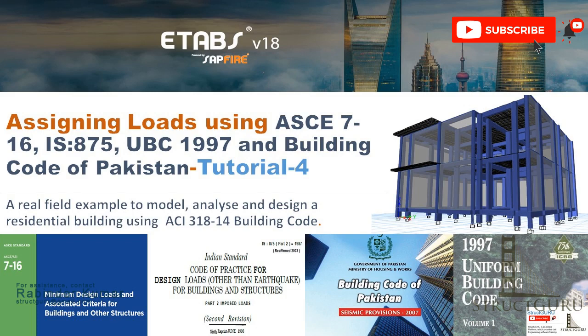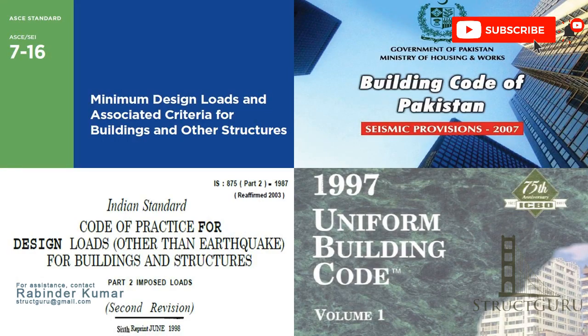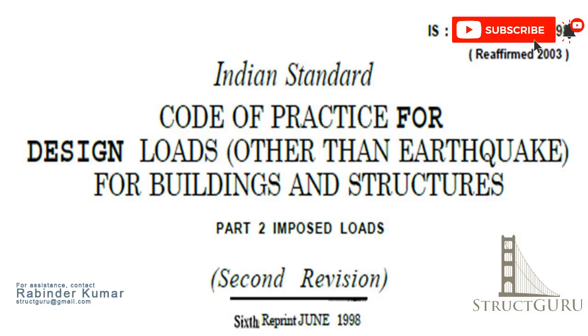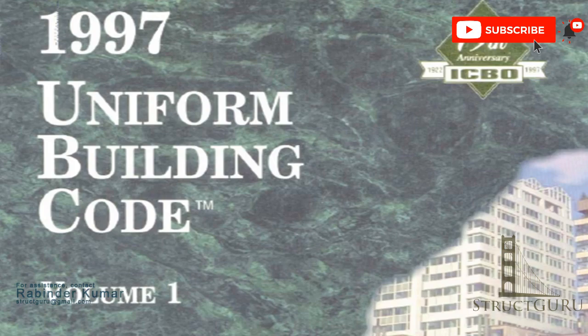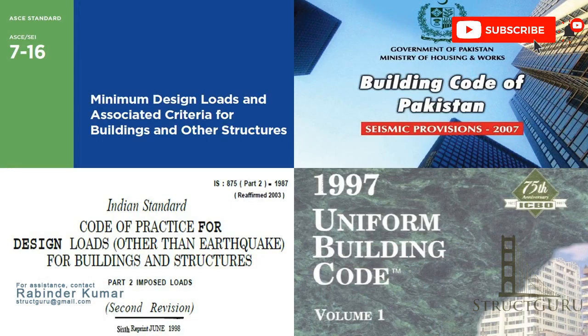In this tutorial, I will discuss two topics. First one is how to assign dead loads and live loads onto your structure. And the second topic is how to read the loads from code books. This is very important. For this case, I will refer to the American or ASCE code, Indian standards commonly known as IS code, UBC 1997 code, and the building code of Pakistan. I am considering these codes because they are most commonly taught in our institutes and used in the design offices. So let's begin.